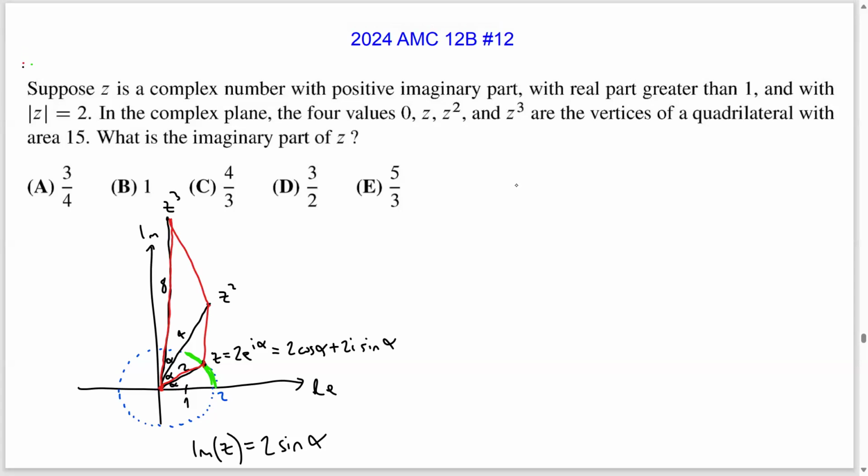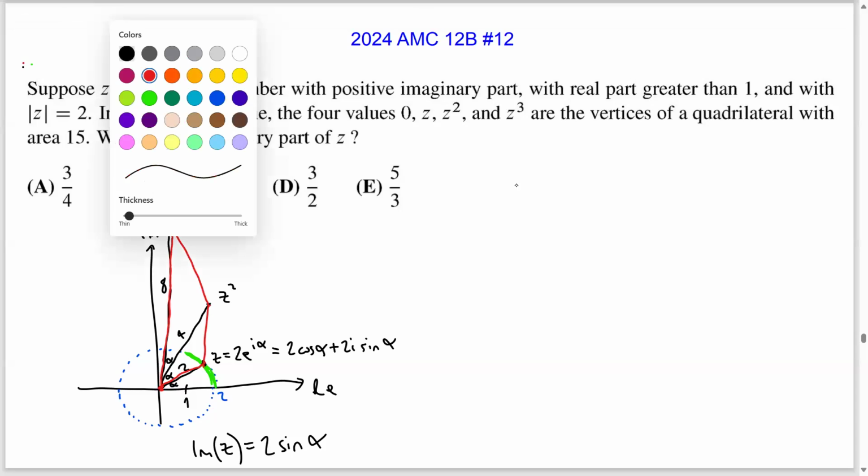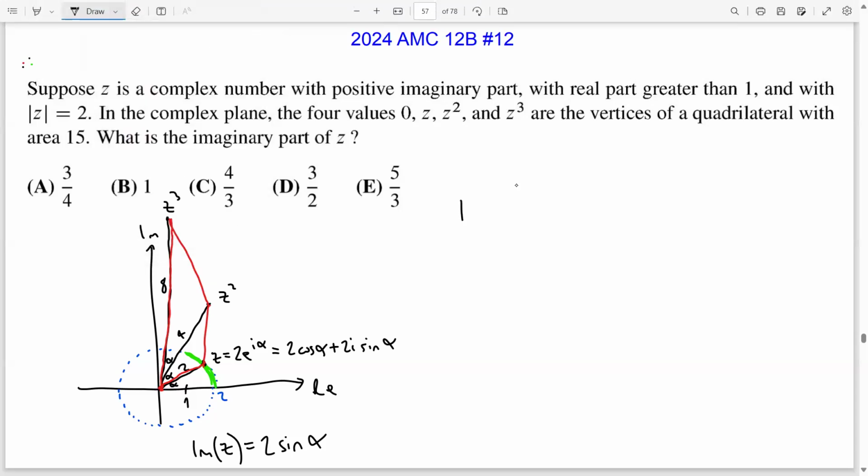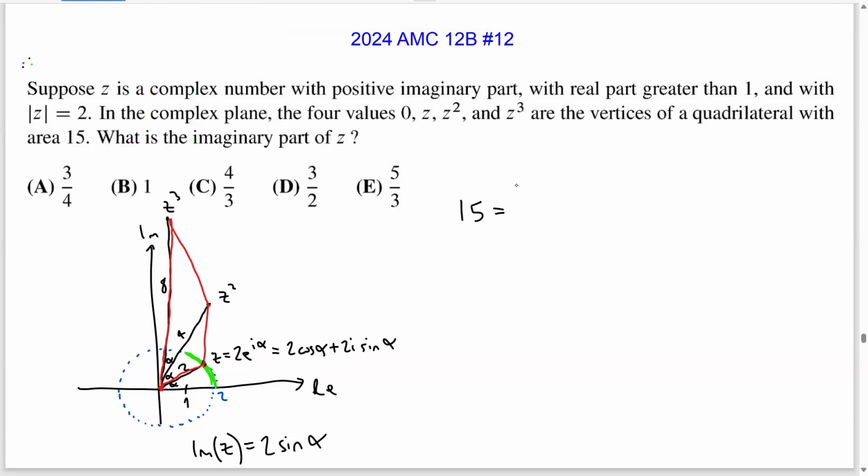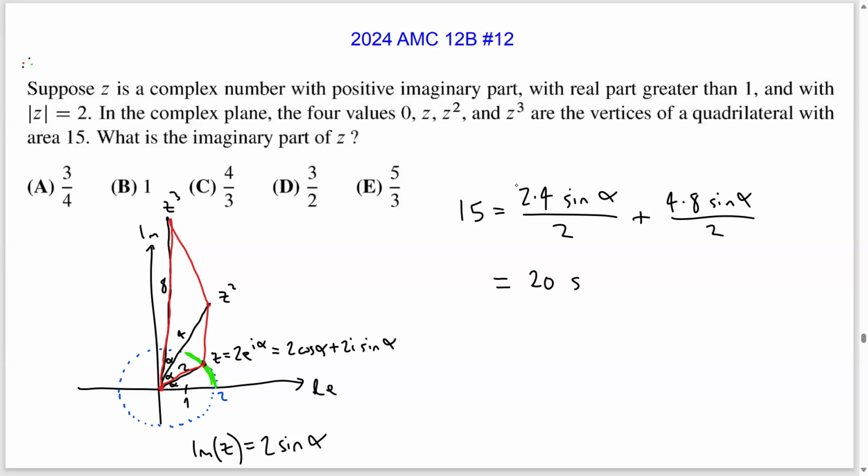Each of these two triangles, we know two of the side lengths and the angle in between them, which is alpha. So therefore we can alternatively find the area of this quadrilateral using the formula AB sine C over 2. So 15 is equal to 2 times 4 times sine alpha over 2 plus 4 times 8 times sine alpha over 2. And this will equal 20 sine alpha.